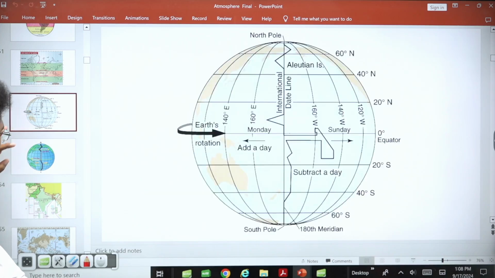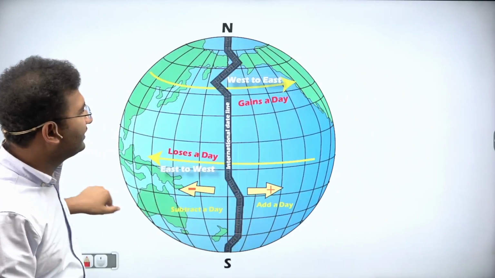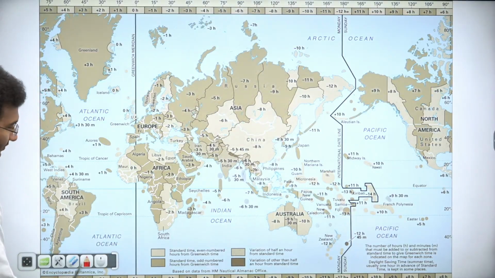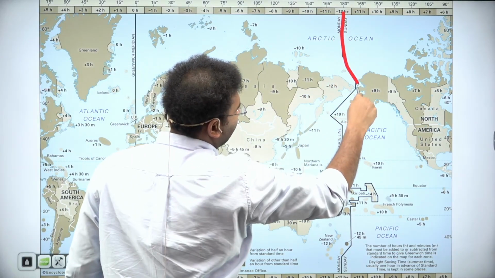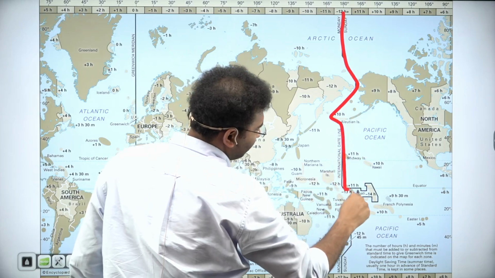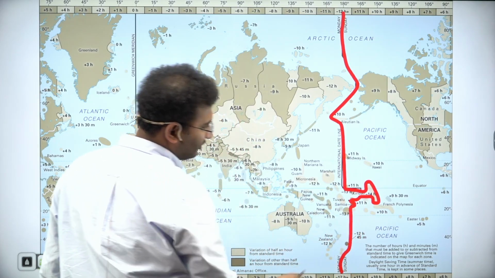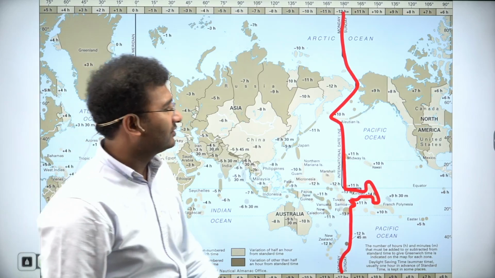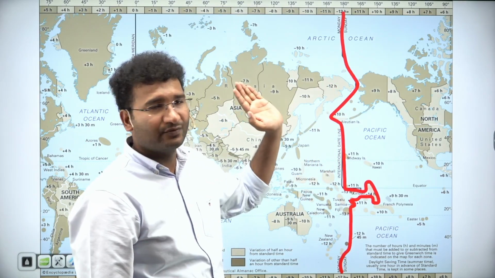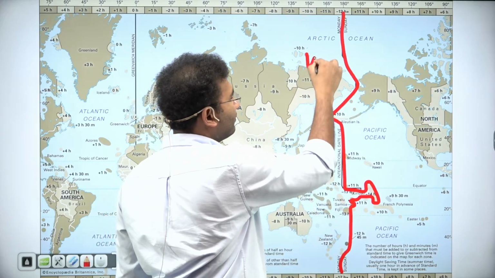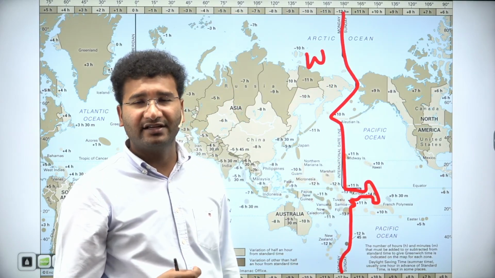Okay? See, we said that this is going to be the international dateline, this particular place. And this international dateline is not a straight line. It is an irregular line. Why? Because we wanted to create a day, start a day. So this is the international dateline, and those places which are present west of the international dateline are the places where the day is going to start.